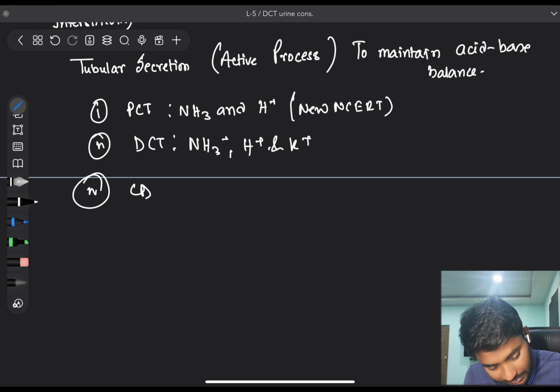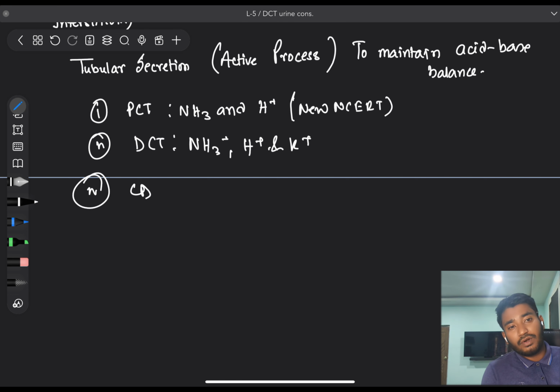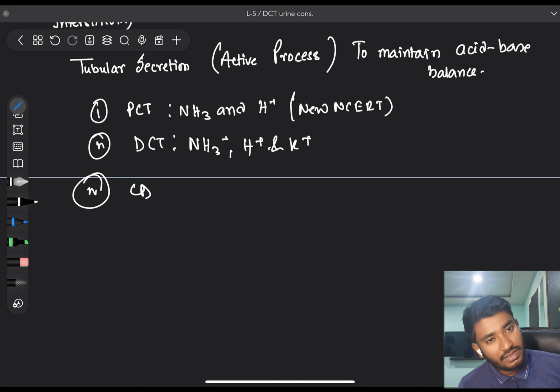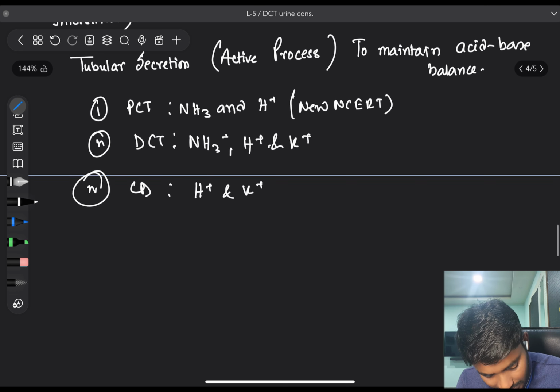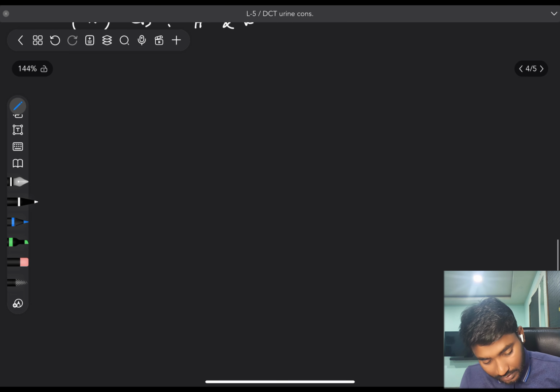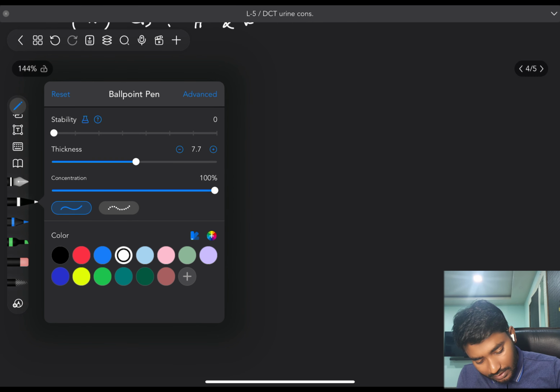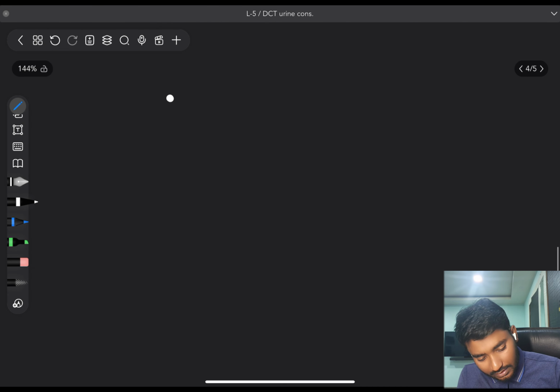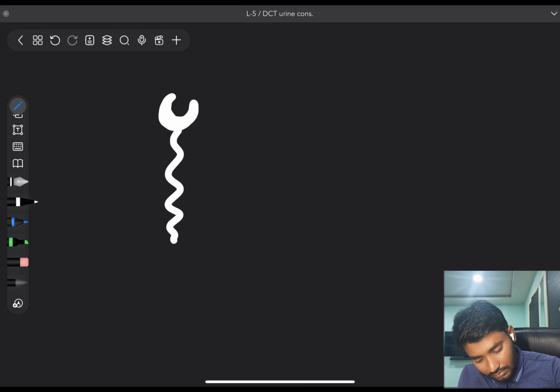In the collecting duct, it's a very important part. The question comes from every year from this part. Okay. The collecting duct absorbs water and potassium. So if you draw a nephron like this, I'm drawing a simple structure just to make a note once again.